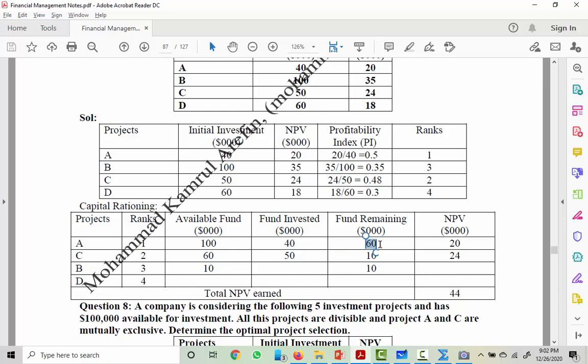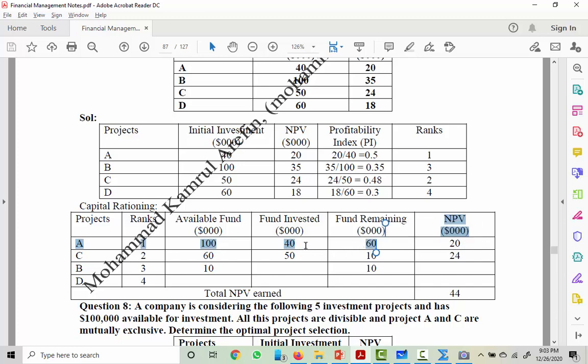That means you will be left with $60,000 in your hand. Obviously, project A will give you $20,000 NPV. So NPV is $20,000. Now next is second rank. So in the second rank we have project C. Project C requires $50,000 investment and we have $60,000 remaining in our hand after investing in project A.